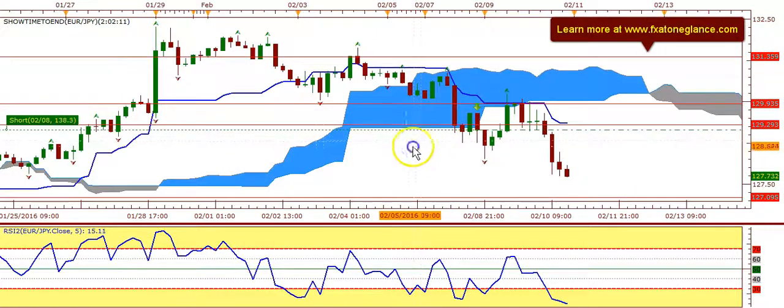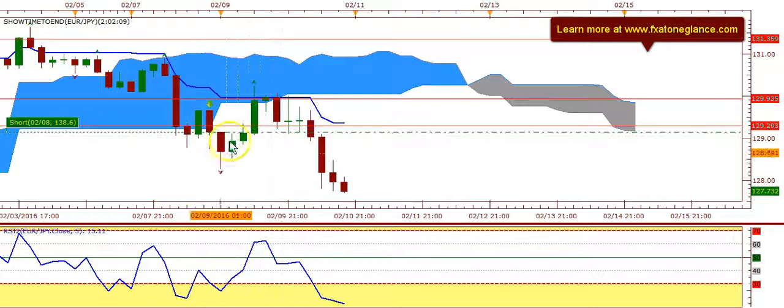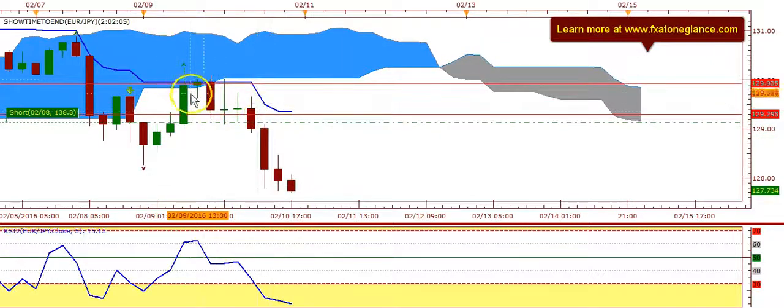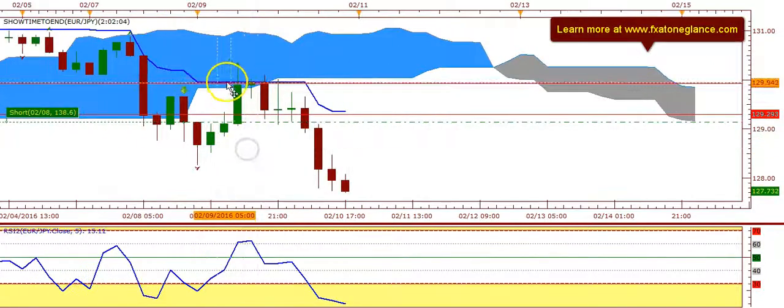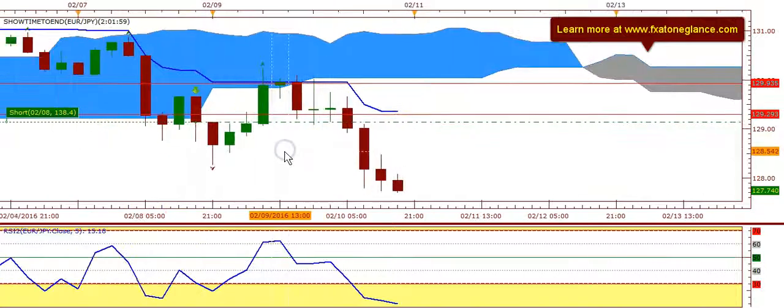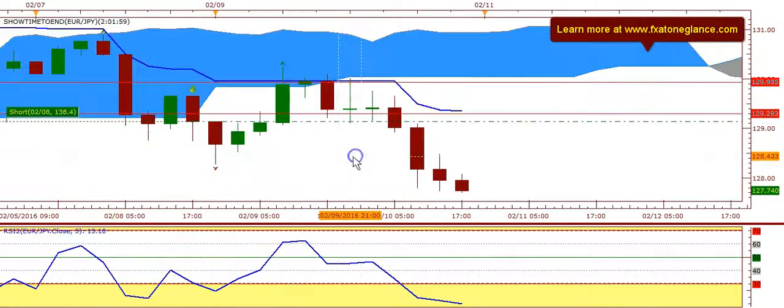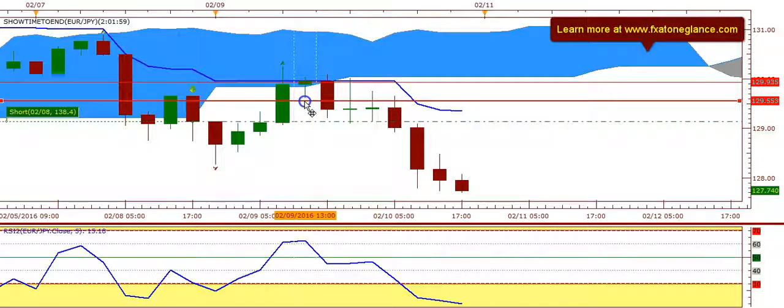All right, so all we looked at was this correction and where this correction was going to stop. So we looked for the resistance points for this correction to stop, and here it stopped at this point, and we started to get very interested after we saw the rejections, and then we saw this hangman here.